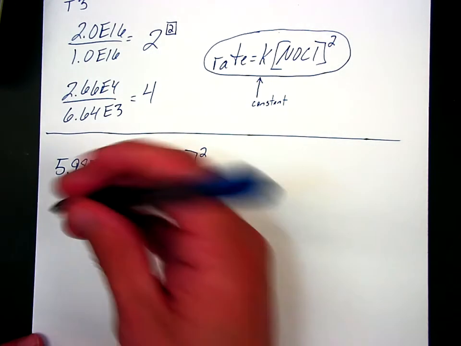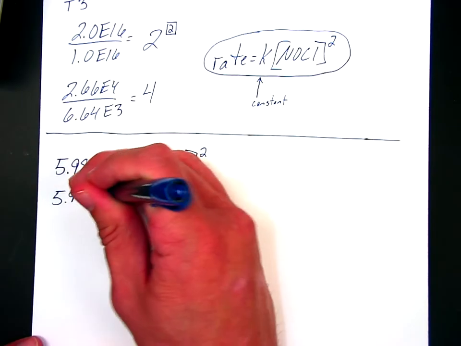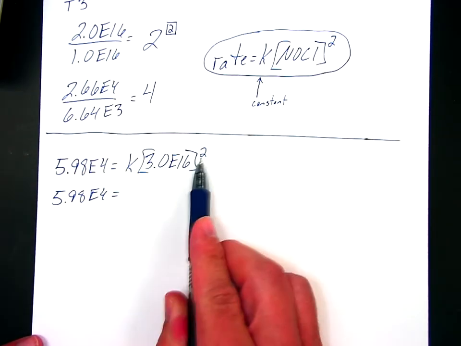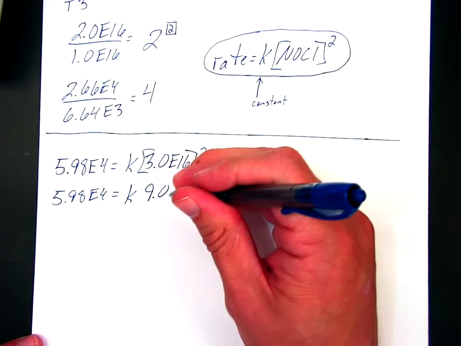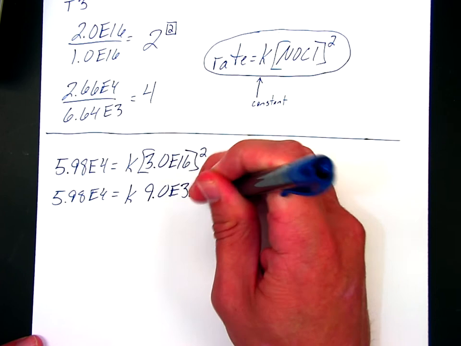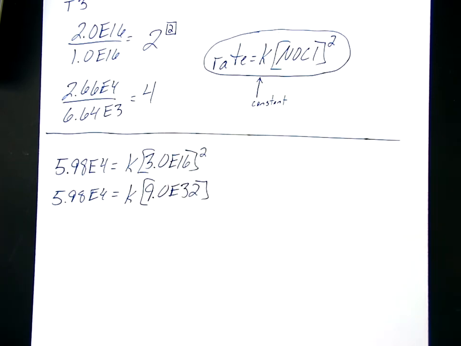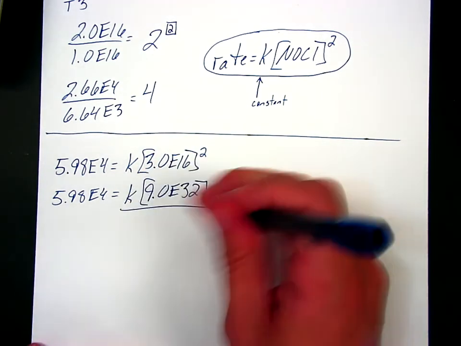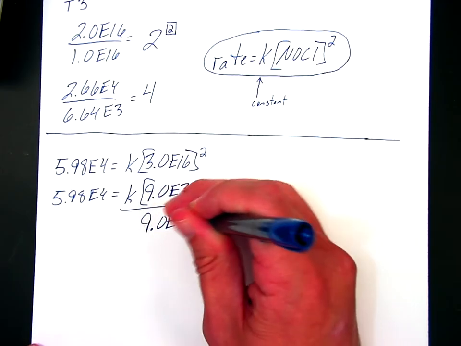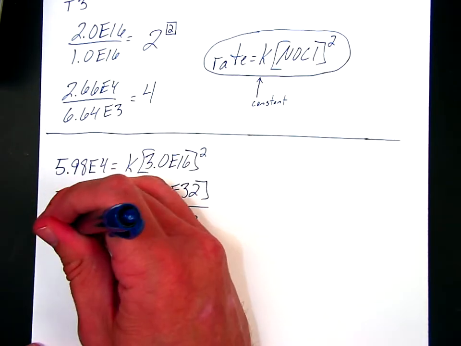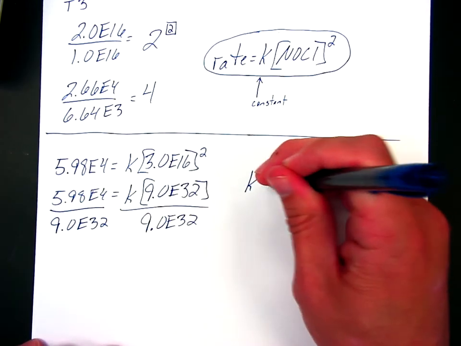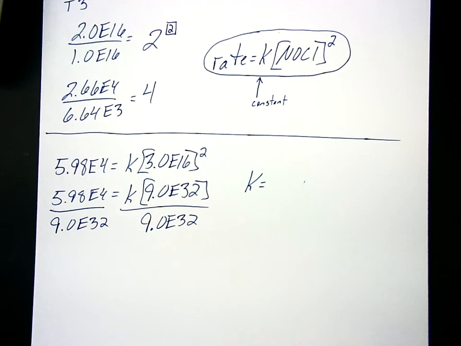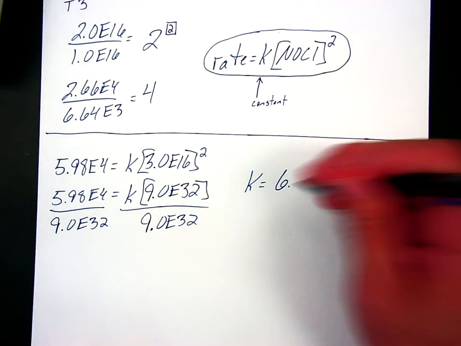All right, so if we start to simplify, it'll come out to 5.98 E4. I need to square this number, and it comes out to K times 9.0 E32. So we would divide by 9.0 E32 on both sides in order to get a final K value. And in this case, I end up with this value here.